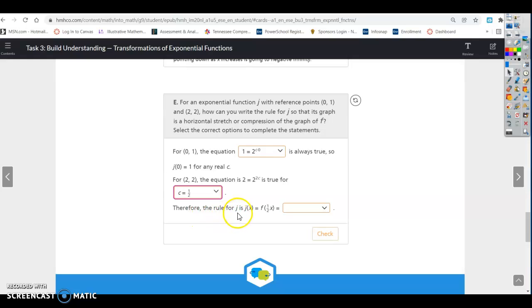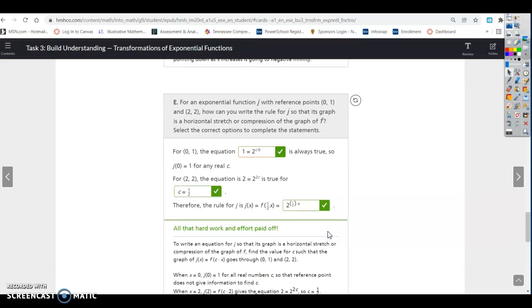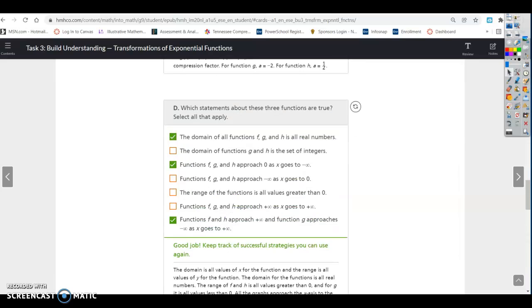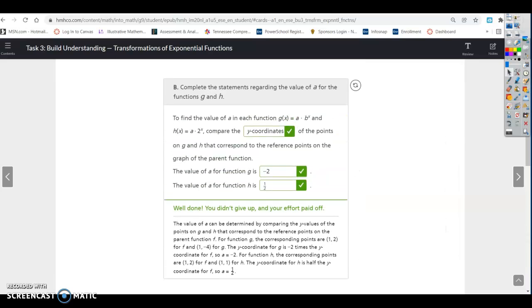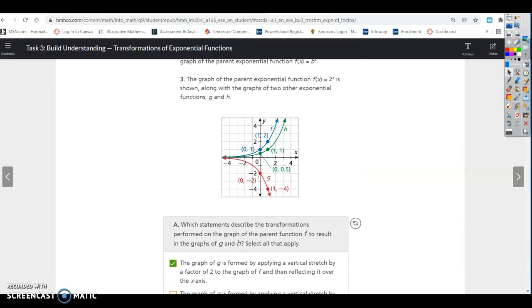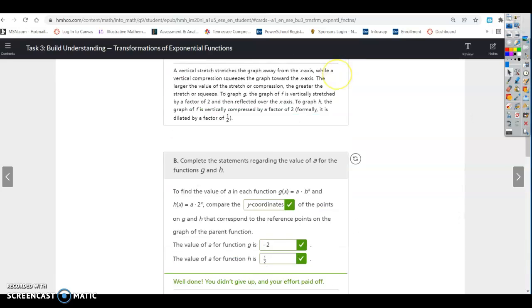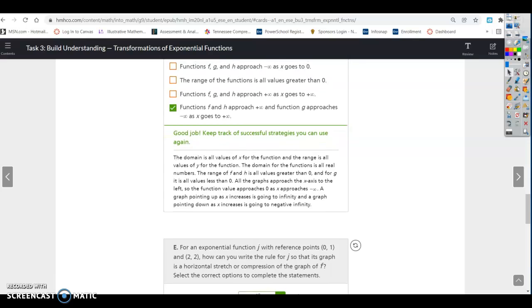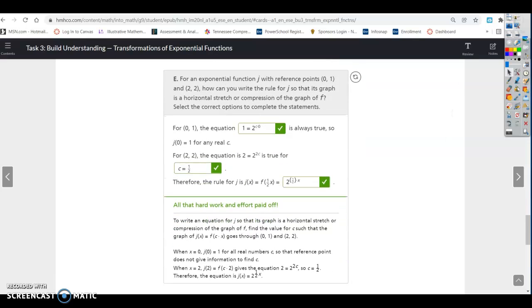Therefore, the rule for j is j of x equals f of 1/2 x, which equals 2 to the 1/2 times x. Remember, our base was 2. If you look up above, you know that that's where that came from. So in the very beginning, we had that f of x equals 2 to the x power. All right, that is all for task 3.